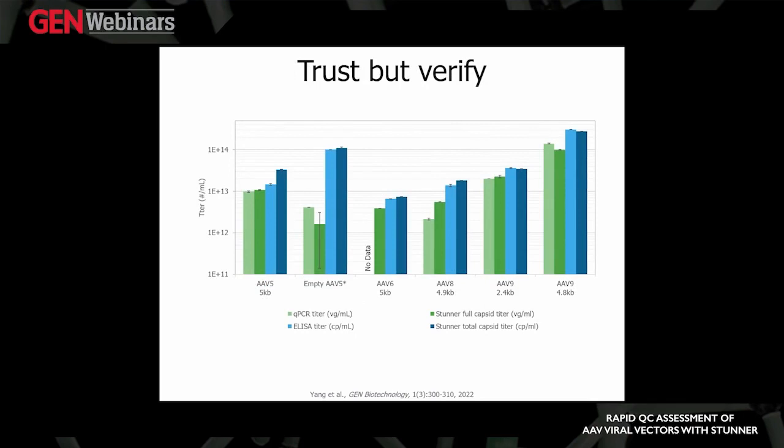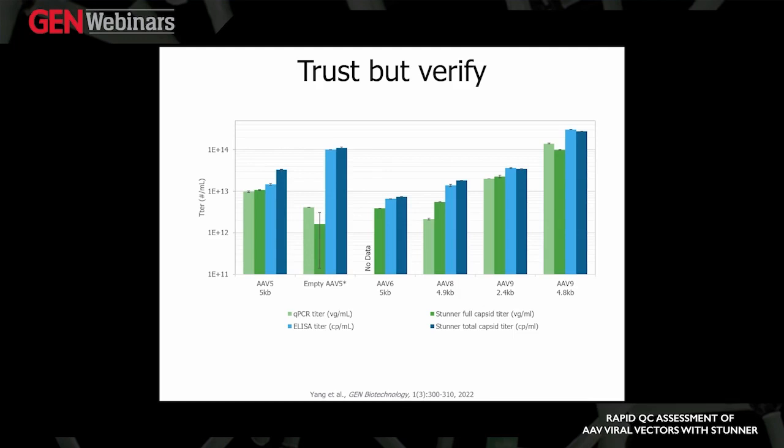Results for total capsid titer and full capsid titer for Stunner's AAV quant application are compared here against ELISA and qPCR respectively. Titers were determined for 6 different AAV constructs of 4 different serotypes, and you can see across this graph that the full capsid sample titers from Stunner were within 30% of the qPCR results for most samples.